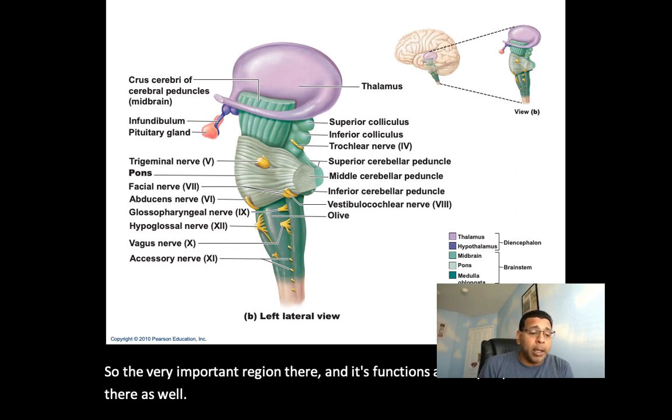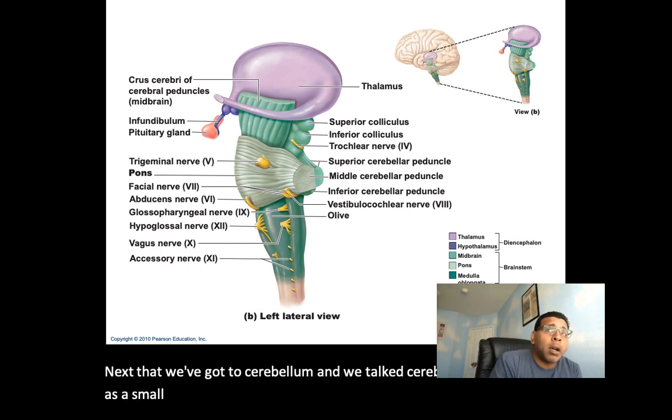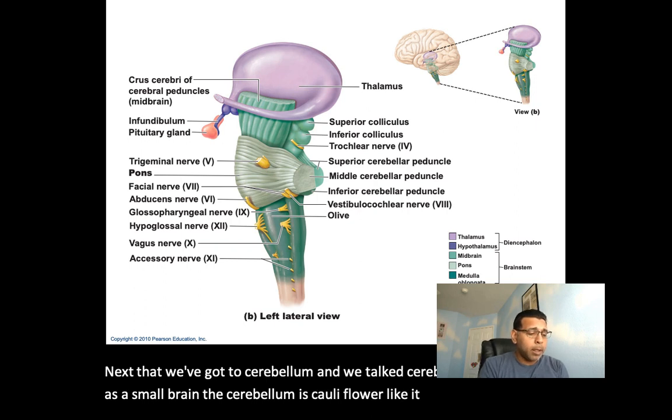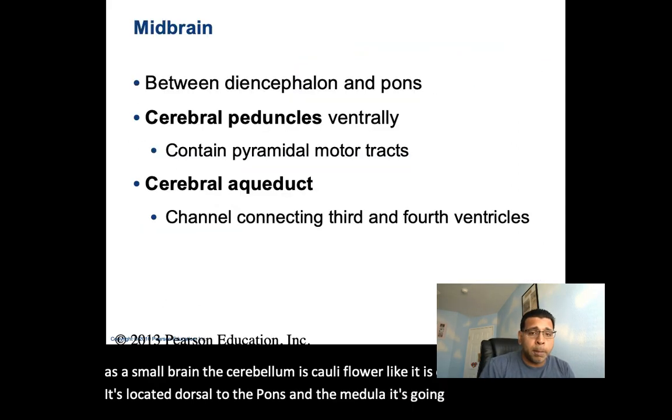Next one, we've got the cerebellum. Cerebellum is also known as the small brain. The cerebellum is cauliflower-like. It's located dorsal to the pons and the medulla.